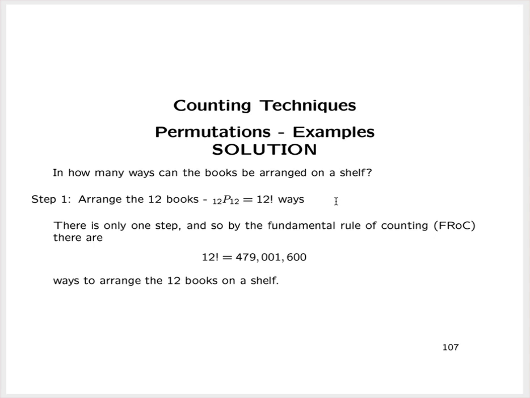Now, it turns out that 12 factorial is a pretty big number. I don't know what you might have thought this number would be, but it's 479,001,600. And so that is the total number of ways that 12 books could be arranged on the shelf. So is that larger than what you had thought?